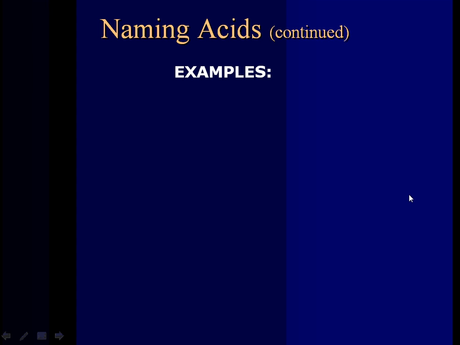Let's do some examples. Again, recognizing your 10 polyatomic ions. This is one less oxygen than nitrate. So NO2 is called nitrite. So you would call this nitrous acid. Don't forget to add the word acid to the end of this. Just calling it nitrous isn't the same thing as nitrous acid.